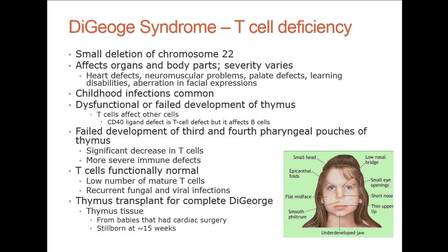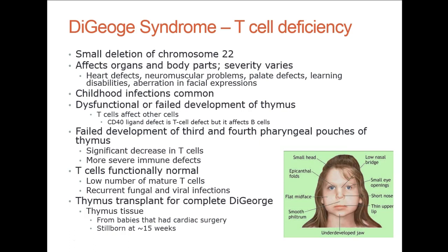Our next one is DiGeorge syndrome. This is a T cell deficiency. The last ones we talked about were mostly B cells or variable. This is a small deletion of a chromosome that can affect organs and different body parts. We see heart defects, neuromuscular problems, palate defects, learning disabilities, aberration in facial expressions. I do have a picture down in the bottom right here that shows what a person with DiGeorge would look like.